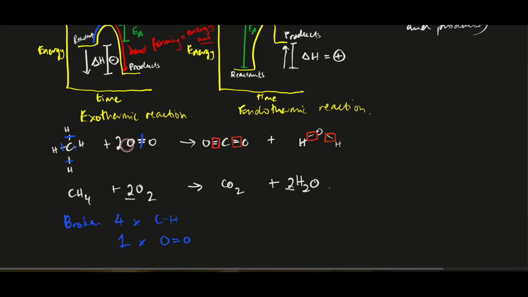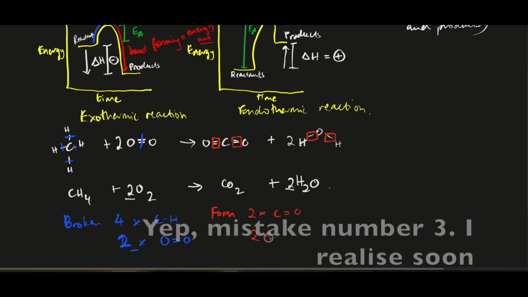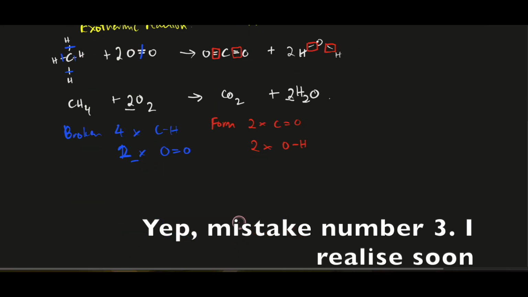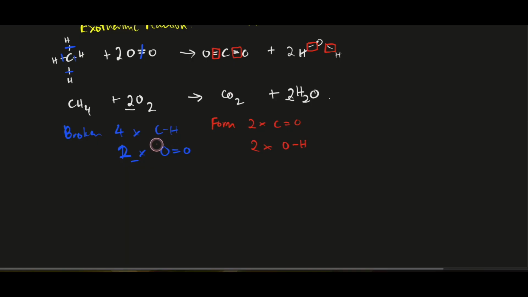So there are 2 of these, and there are also 2 of these. So actually, we don't just have one O double bond O, we have two O double bond O's, and we are going to form 2 C double bond O's, so 2 times the C double bond O's, and we're forming 2 of the OH bonds.